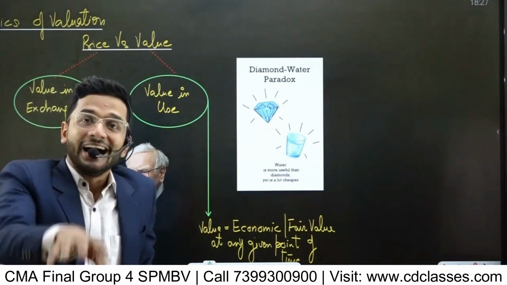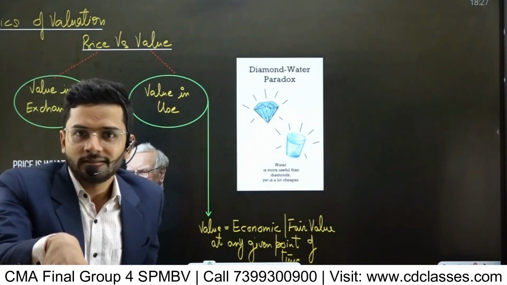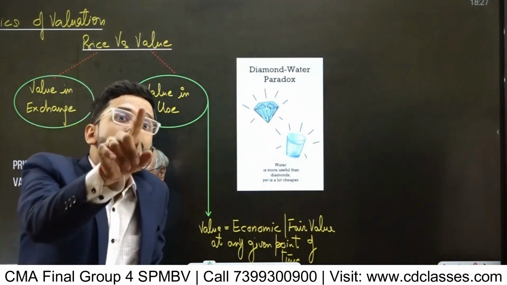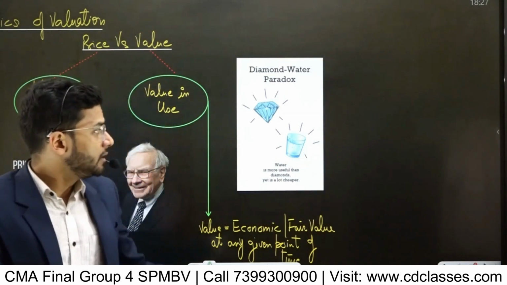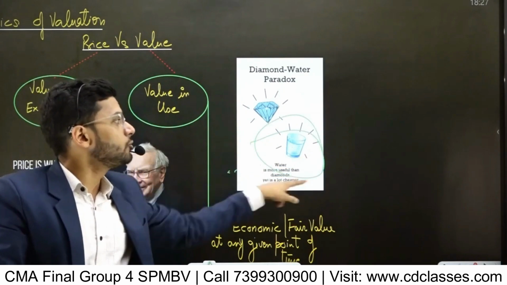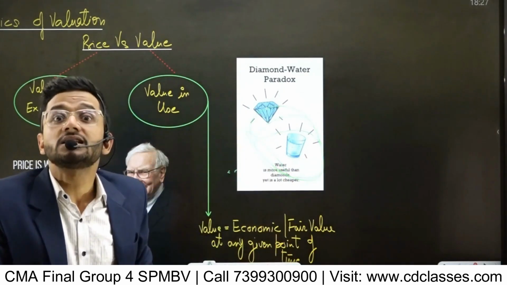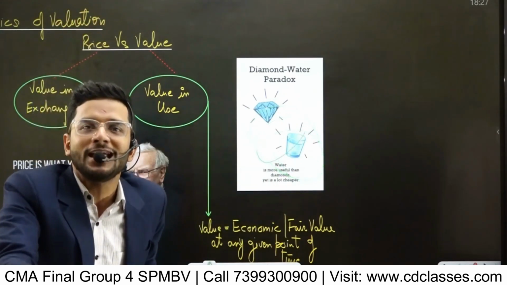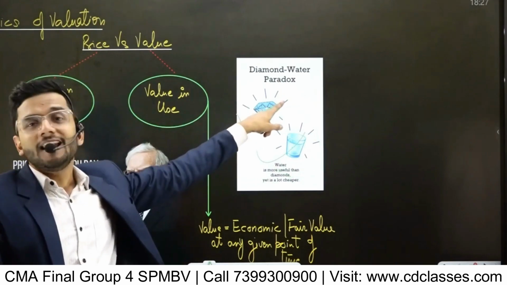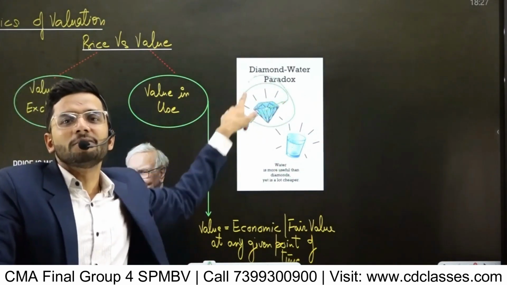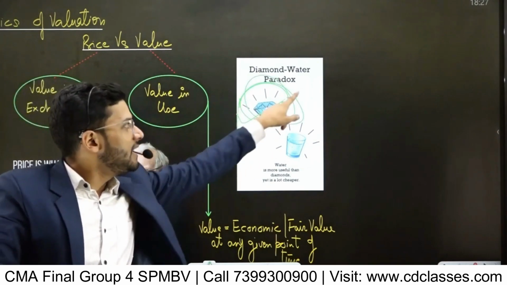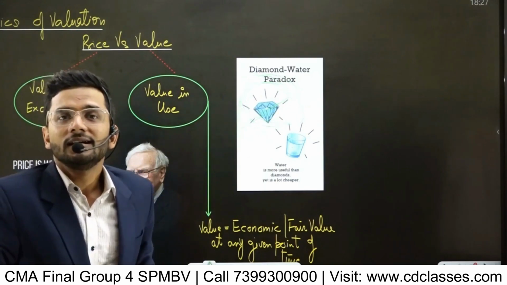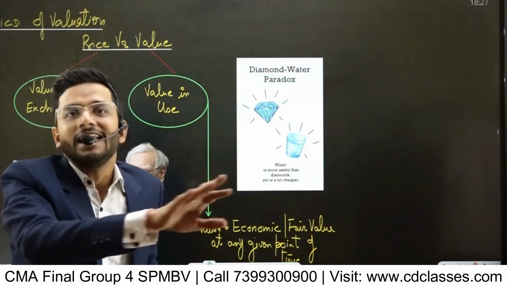The theory is that diamond is less valuable because it is not life threatening, but it's more expensive as compared to water. Water is life threatening. If you do not get water, then your life will be at risk. So water is more valuable, but its price is very less. Diamond is less valuable, but its price is more.